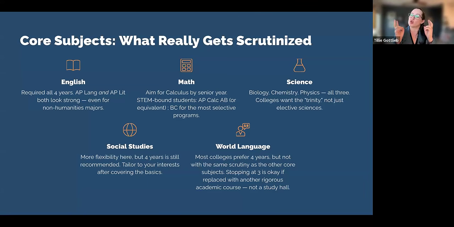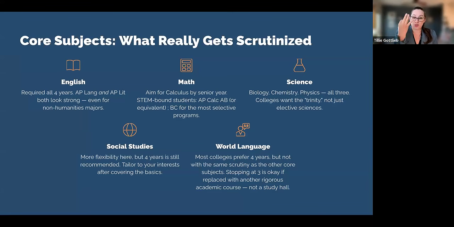Math, the gold standard there for the most selective would be aiming for calculus. If you are STEM bound, right, or if you are bound for the most selective colleges, AP Calc AB would be what's expected, or the equivalent if you don't have APs in your high school. BC for the most selective programs, and I would argue if you're looking at the top engineering programs or top STEM-heavy programs, multivariable and beyond, right? That's really if you're super STEM.